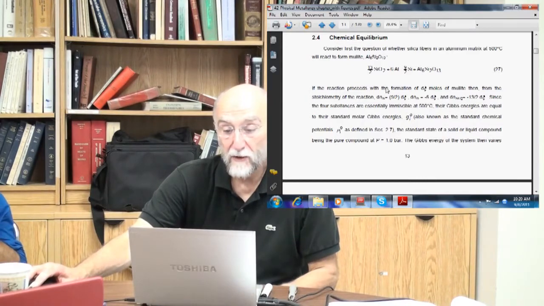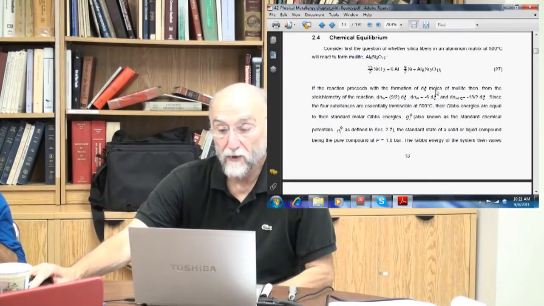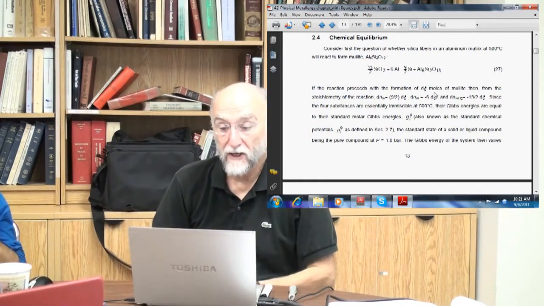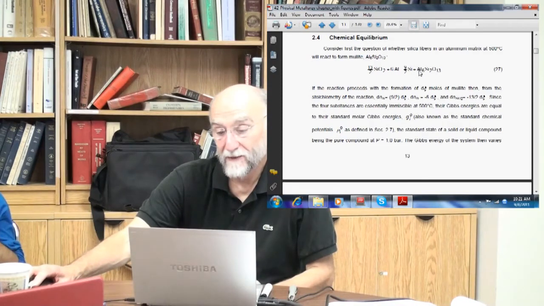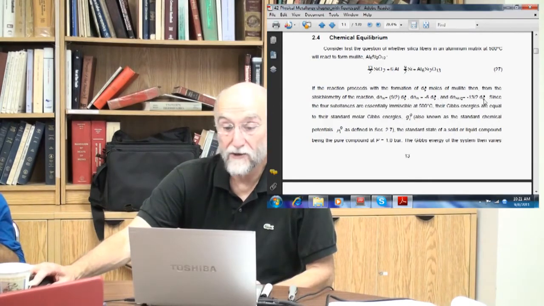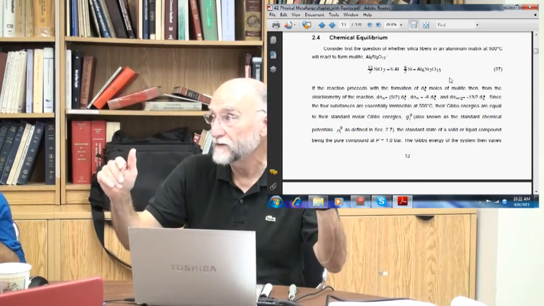If you put these four things together and allow the reaction to move a little bit to the right to form d-xi moles of mullite, so it's displaced slightly, then from the stoichiometry of the reaction, if you form 1 mole of mullite, you'd form 9/2 moles of silicon. You'd form -6 moles of aluminum and -13/2 moles of silica. These are the changes in the number of moles of the reactants and products as the reaction displaces slightly.